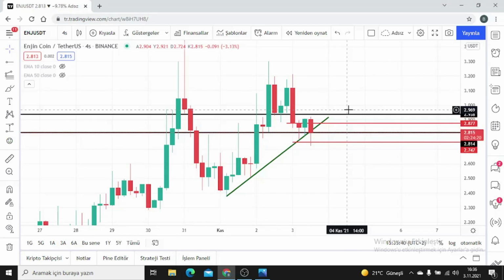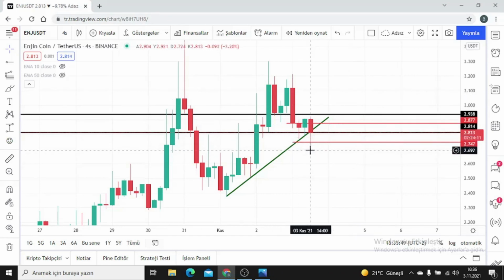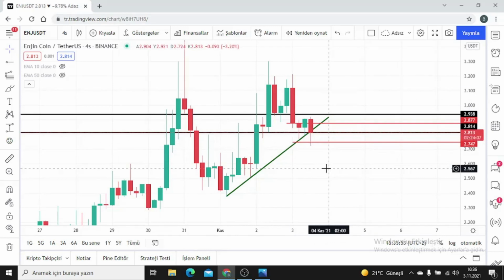Then we set a strategy here, that is, we set a roadmap for ourselves. What I call the strategy is, will the price close above the support or not? If it closes, how should I proceed? Or if it doesn't close under it, how should I proceed? We need to determine these, we need to pay attention to them, friends.